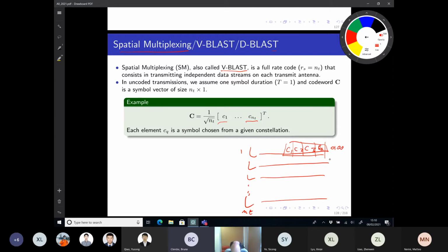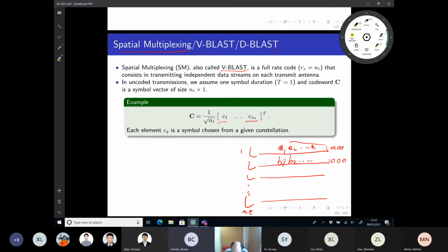Same here. I have a sequence of bits coming in. I encode using my favorite error correcting code, and I have another sequence of symbols. Sorry, C1 and so on are not the same as here, right? Let me use another notation, otherwise you will get really confused. So let me say my symbols here are A1, A2, all the way to whatever number. This is a symbol, this is another symbol. And then the second stream is B1, B2, and so on. That's the second antenna, right?